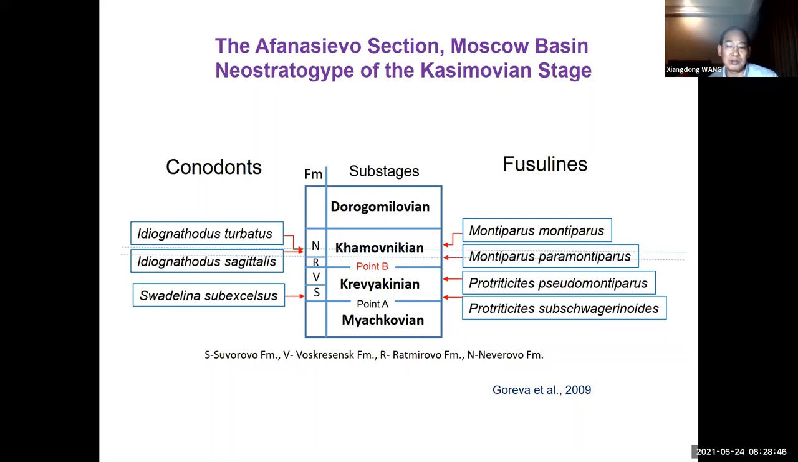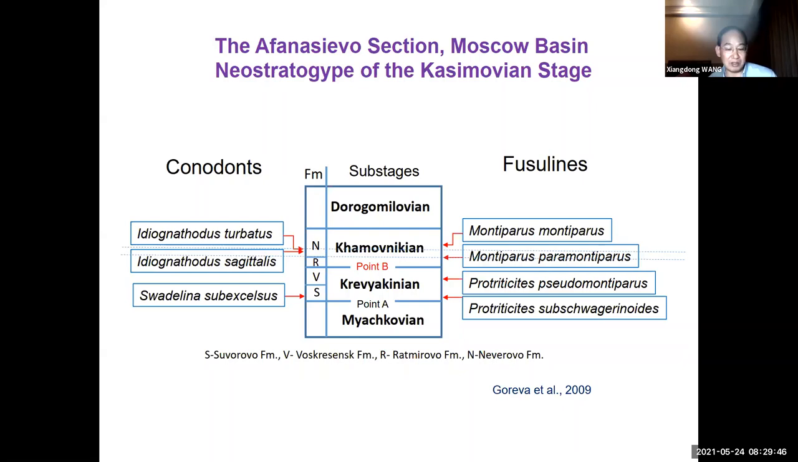And then in the second substage, Montiparus montiparus appears in the second formation of the second substage. So this is from the base of the Neverovo formation. Then two conodonts appear, Idiognathodus sagittalis, and a little bit up, Idiognathodus turbatus. Then the typical fusulinid of this substage, Montiparus, appears in the middle of the Neverovo formation. I think later Goreva will give a more detailed talk. So this is the new stratotype section of the Kasimovian stage with its biological successions.